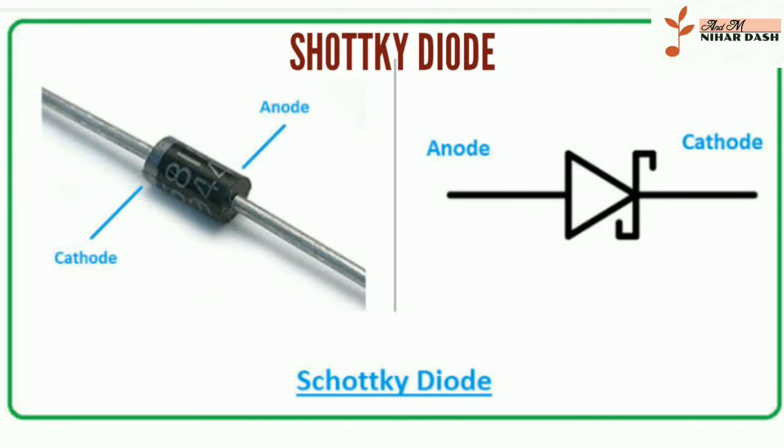Symbol of Schottky diode. The symbol of Schottky diode is shown in the below figure. In Schottky diode, the metal acts as the anode, and N-type semiconductor acts as the cathode.